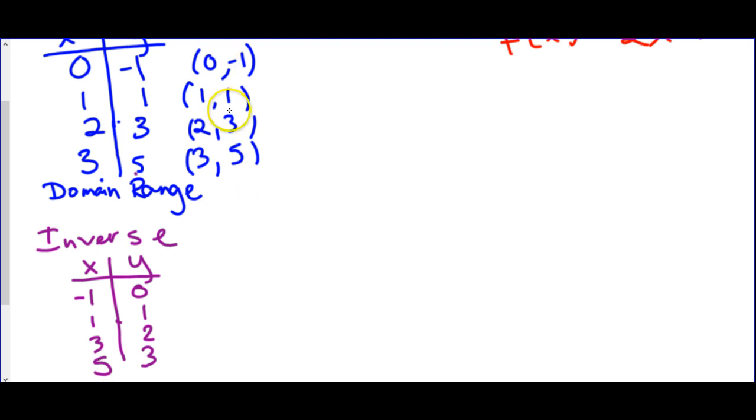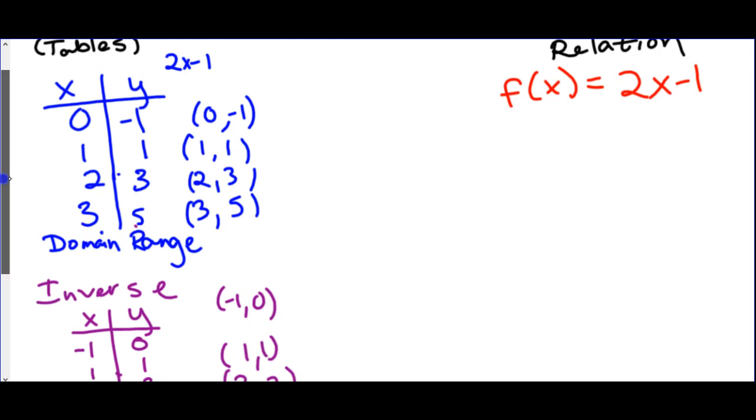We can also change our coordinates. Coordinates, we would just flip each one individually. (0, -1) becomes (-1, 0). (1, 1), when you flip it, stays (1, 1). (2, 3), when you flip it, is (3, 2). (3, 5), when you flip it, is (5, 3). So that would be the inverse using just a table or some coordinates.